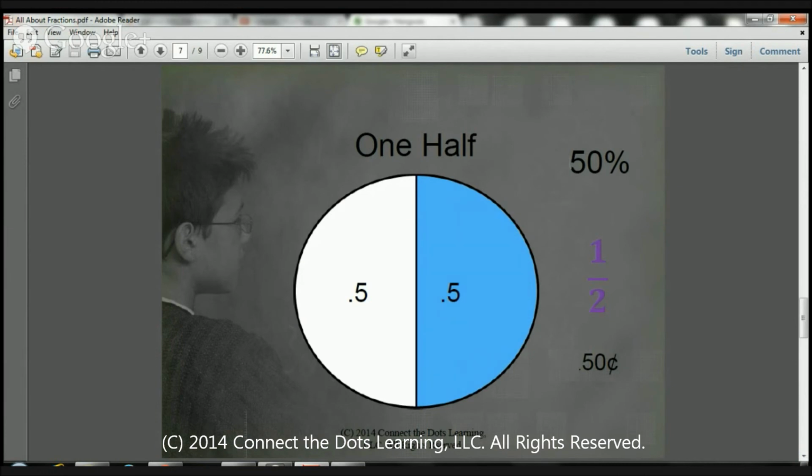Here's another example of 1/2. Here's a circle, okay? And remember, 1/2 in a decimal format is 0.5. Our numerator is 1, that's a light blue. Our denominator is 2, that's 2 pieces inside that circle. A half of a dollar is 50 cents, and 1/2 is equivalent to 50%.